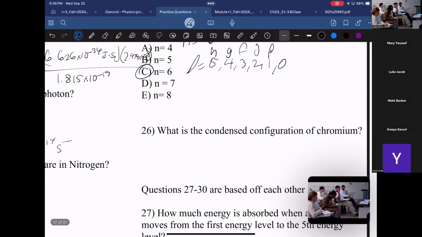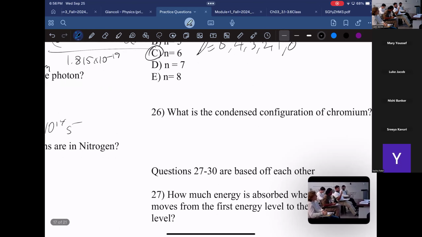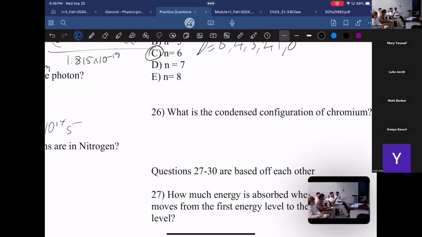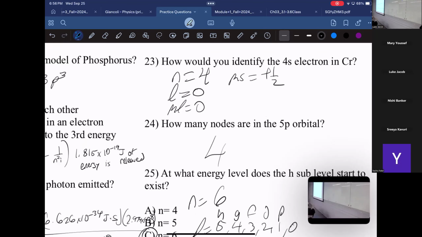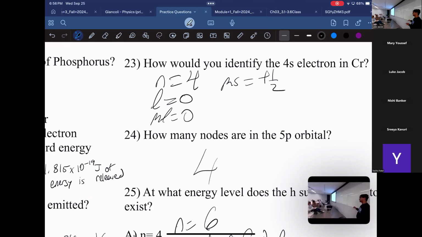Question. For 23, when you're doing the last one with the spin, how do you know if it's up or down? Or does it not matter? Because it says the 4s electron in chromium, it doesn't matter. It can be plus or minus, but it has to be just one of them.